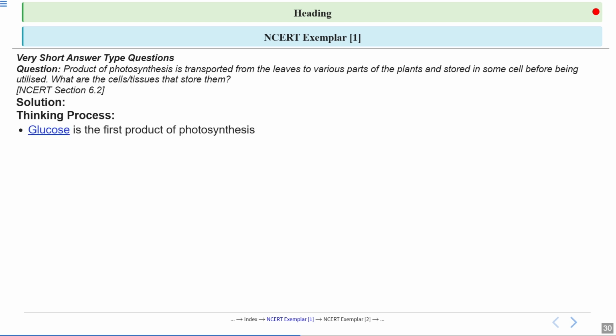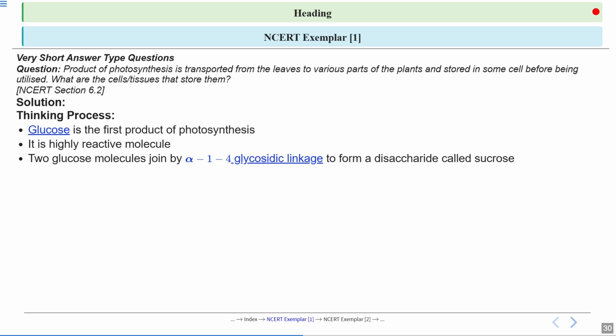Glucose is the first product of the photosynthesis, right? After the photosynthesis, what do they form? They form glucose as the food material. So it is a highly reactive molecule. So they transform this glucose to sucrose. How is it transformed? Two glucose molecules joined by the alpha 1,4 glycosidic linkage, and the disaccharide molecule is formed, and that is called sucrose, right? And this sucrose is transported via phloem, not the glucose.